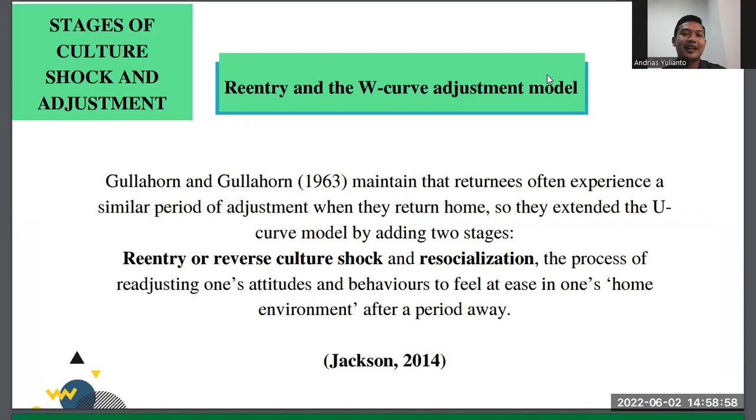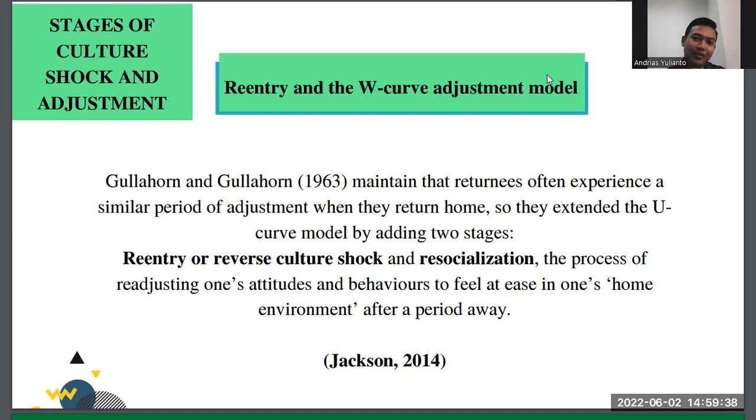Next, the re-entry or W-curve adjustment model. Gullahorn and Gullahorn, 1963, maintained that returners often experience a similar period of adjustment when they return home. So they extended the U-curve model by adding two stages: re-entry or reverse culture shock, and socialization, the process of readjusting one's attitudes and behaviors to feel at ease in one's home environment after a period away.